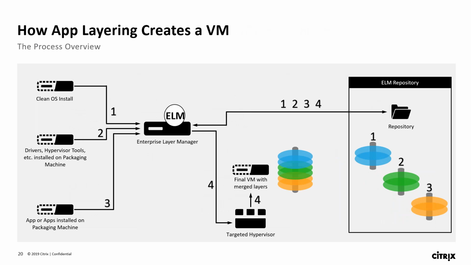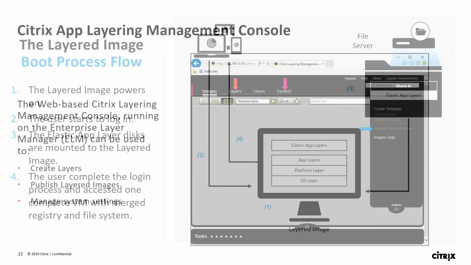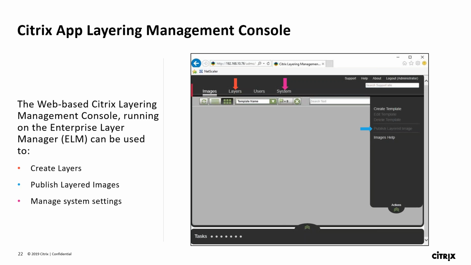How does it create a virtual machine? Well, we take those images, we merge them together with the platform layer needed to run that virtual disk or virtual machine on a targeted hypervisor. The boot process: the layered image powers on, the user starts to log in. During that login process, the elastic layers are mounted and the user completes the login process and they have a machine just for them.